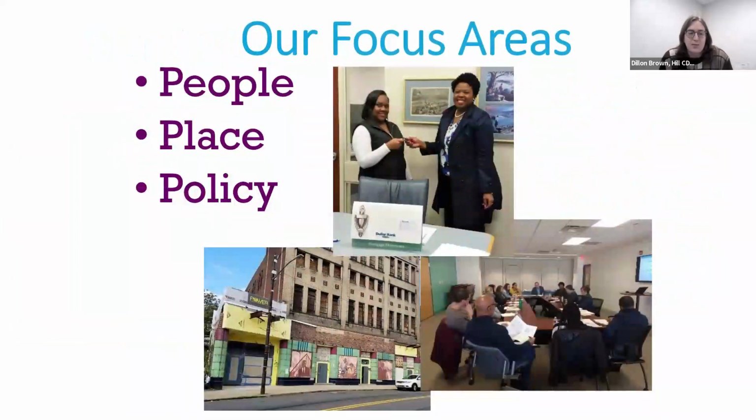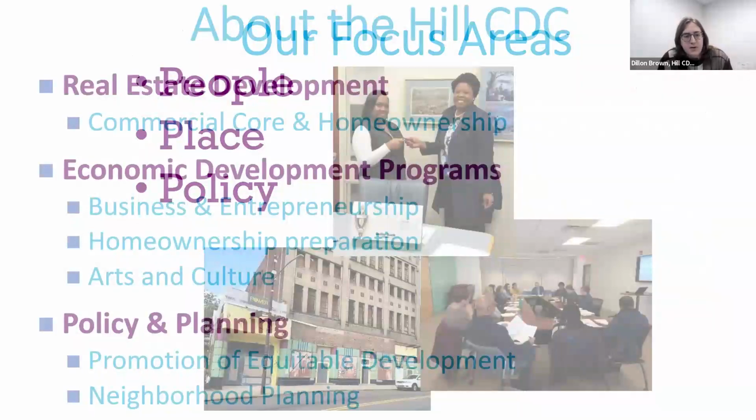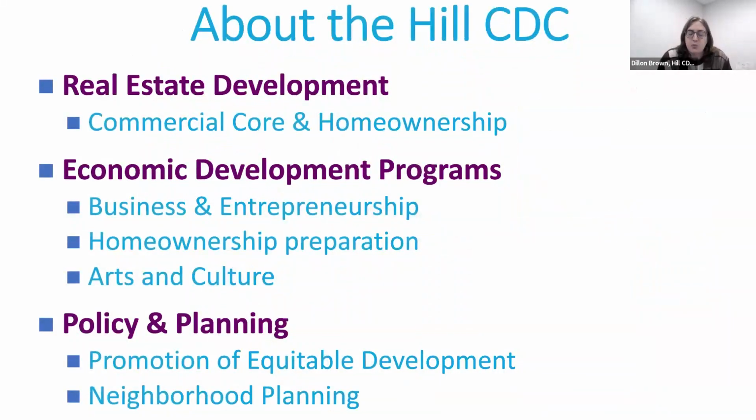So like I said, the three pillars of our work are people, place, and policy. On the next slide, we go into a little bit more detail about those three pillars. The first being place, which is our real estate development team that focuses on the commercial corridors in our neighborhood, as well as home ownership initiatives. The home ownership initiative tends to bleed a little bit into our people pillar, which focuses on the business and entrepreneurship side of developing a community, as well as affordable home ownership and first-time home ownership.